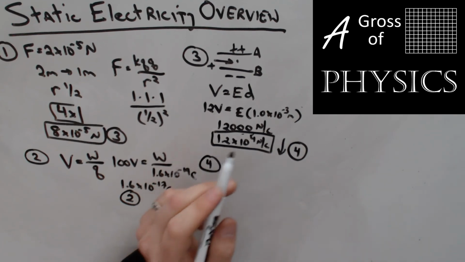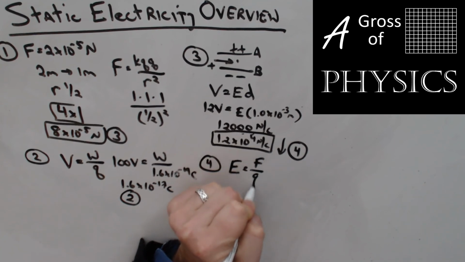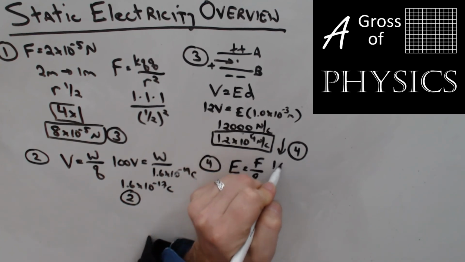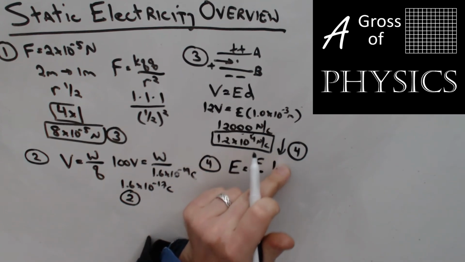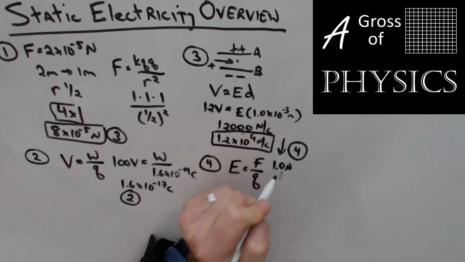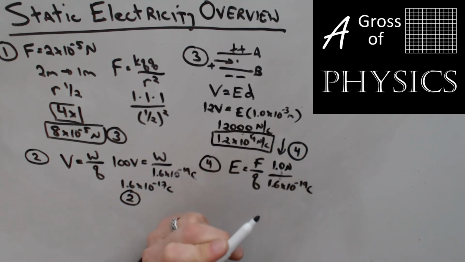What's the magnitude of the electric field intensity where an electron experiences a 1.6 Newton force? Well, our equation's E equals F over Q. Force is 1.6, I'm sorry, it says 1.0 Newton. I just misread it. And it's an electron, so it's 1.6 times 10 to the negative 19 coulombs.